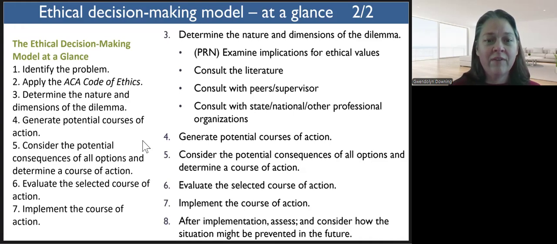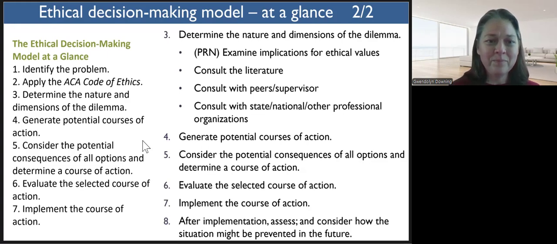So number 5 is I want to consider the potential consequences of all those options and determine my course of action. So I'm going to go through and review, and like, that's a bad idea. These are both equally good, but this one seems like it may have more consequences than this one. So let's go with this one. And I'm going to narrow my list down to what I think I want to do.